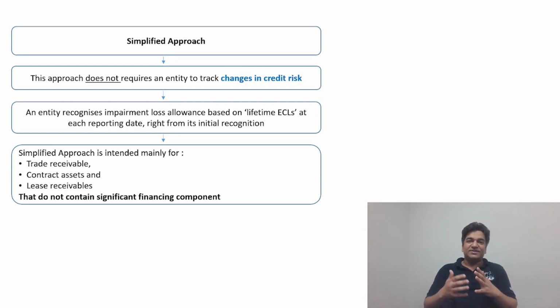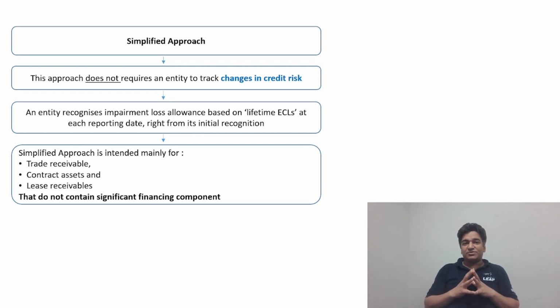Now let us assume the financial asset has become credit impaired, and as such the financial asset will move from stage 2 to stage 3 and a lifetime ECL would be computed. And how would ECL be computed? ECL was PD into LGD into EAD. And what was PD? PD was probability of default, EAD was exposure at default, and LGD was loss given default.